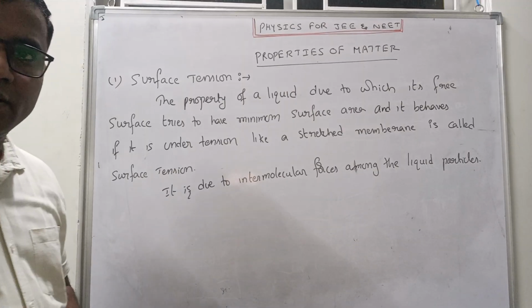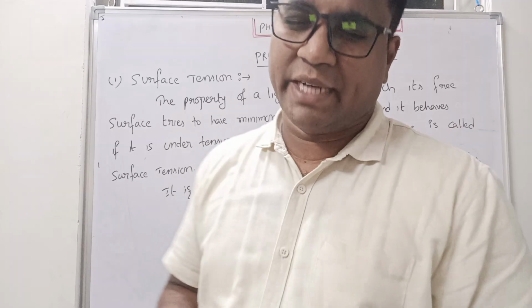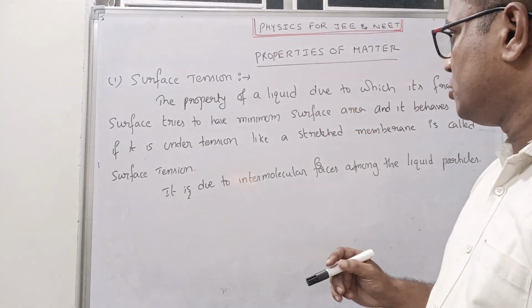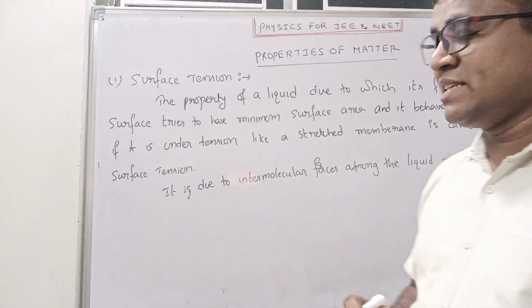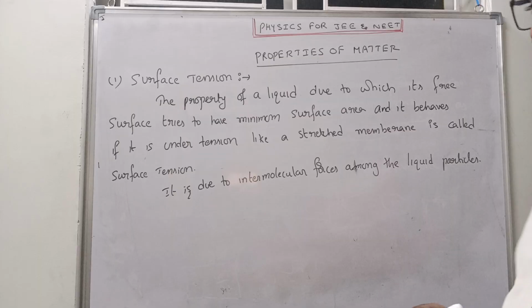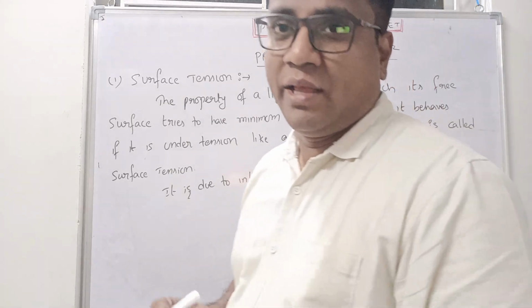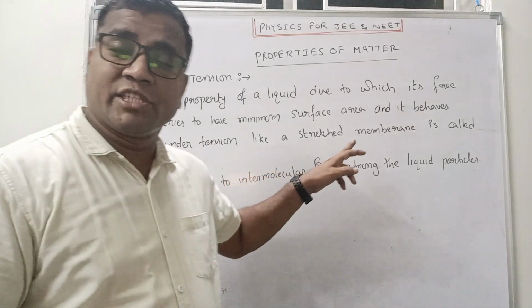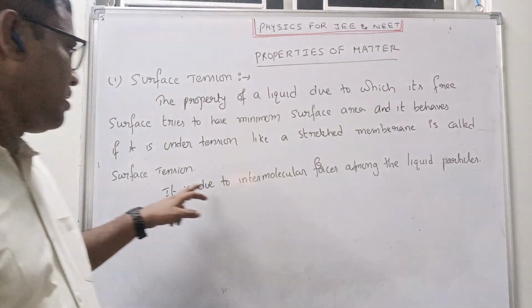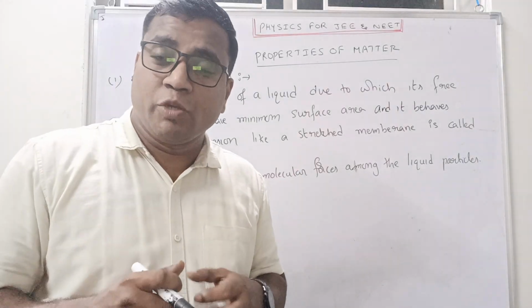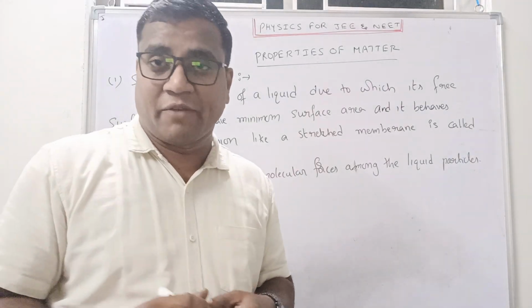See here, definition of surface tension. Try to understand. Surface tension means the property of a liquid due to which its free surface tries to have minimum surface area and it behaves as if it is under a tension like a stretched membrane. So here one word is here. It wants to be in minimum surface.